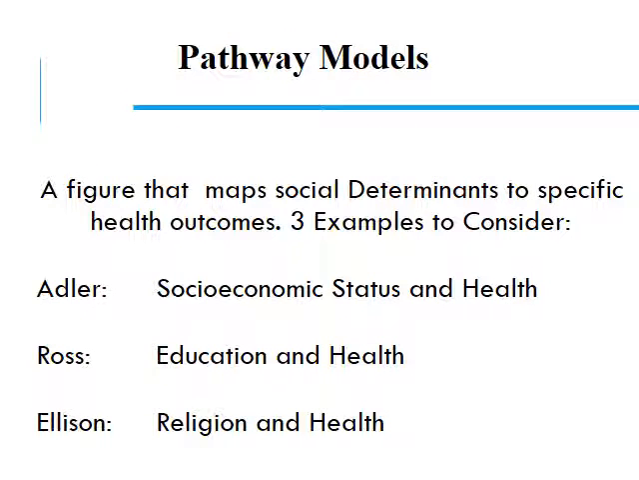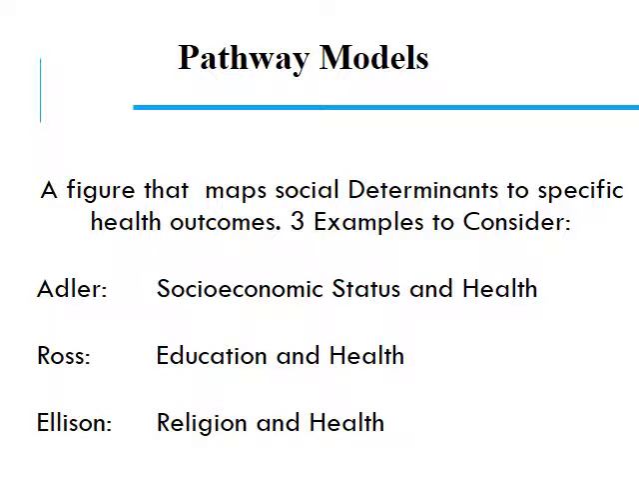So one way that we can start to map out our understanding of these societal influences, these social determinants of health, is to create a figure that maps out social determinants to specific health outcomes. And in your Desire to Learn Brightspace materials, I have posted three manuscripts from scientists that have mapped out pathway models for specific social determinants. Adler and his colleagues look at SES and health, Ross, education and health, and Ellison and his group, religion and health.